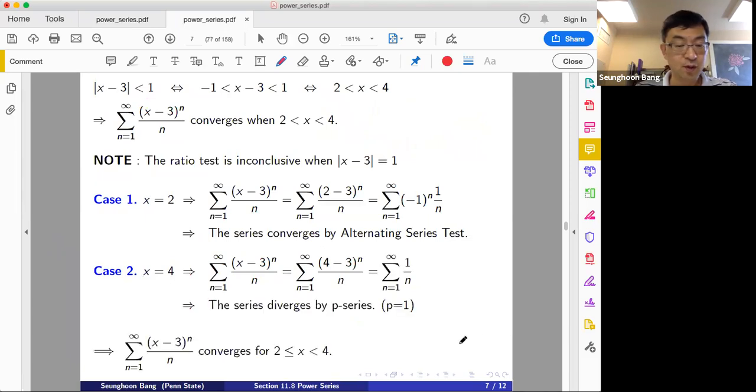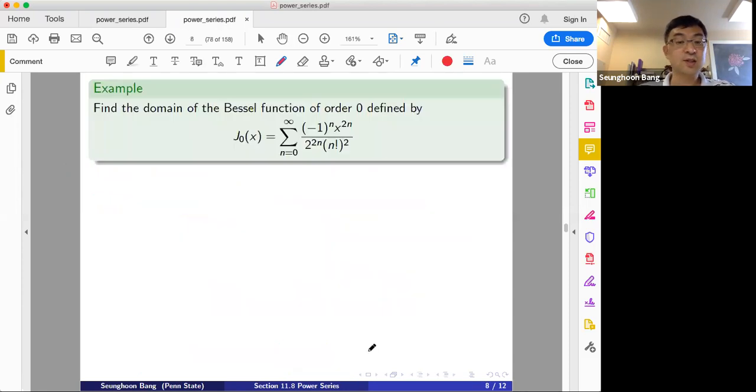So what happens? You can include all the convergent results. It converges when x is 2 to 4. One more: x equals 2. Yes, it converges, so we only include the left-hand point 2. So we have this result. The next example.